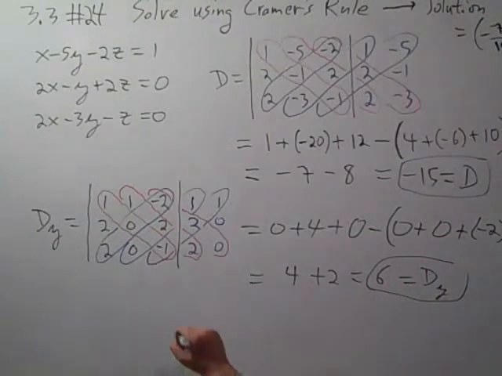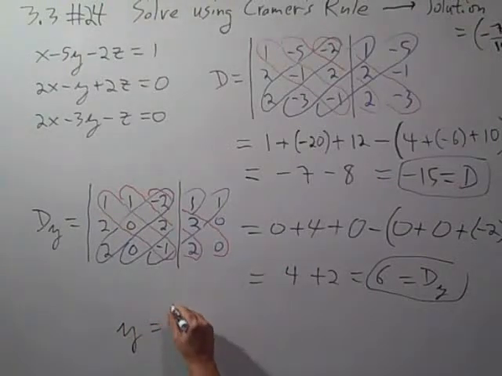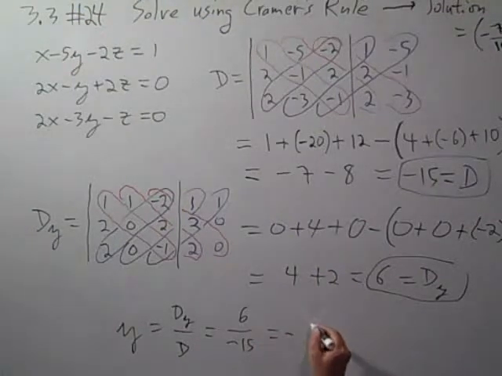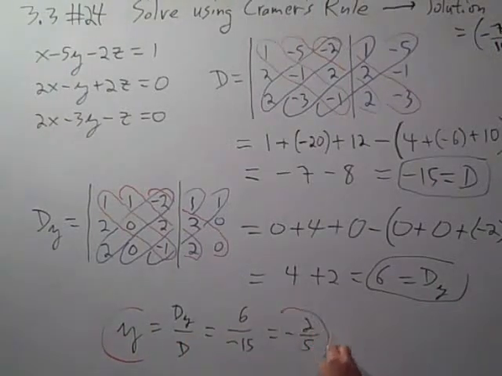means we now know what the y coordinate of the intersection of these three planes is. Remember, a 3 by 3 system is actually three planes, and generally they intersect at a point. So now we know the y coordinate of that point. Y is equal to d sub y divided by d, and that's equal to 6 divided by -15. Now a positive divided by a negative is a negative, and 3 goes into 6 twice, and 3 goes into 15 5 times. So our y coordinate of the intersection of these three planes is -2/5.